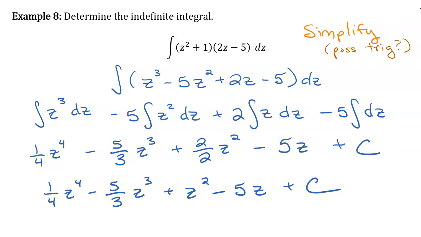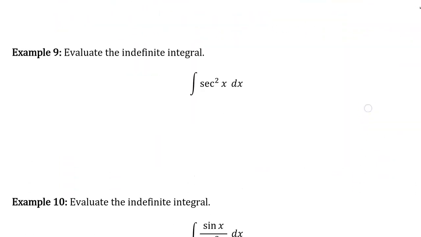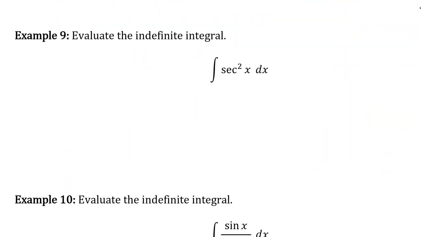Now let's try some more complicated. How about trig? In the last two examples I said simplify, but look for possible trig. Well, now we're going to have trig to begin with. Evaluate. So the integral of secant squared.